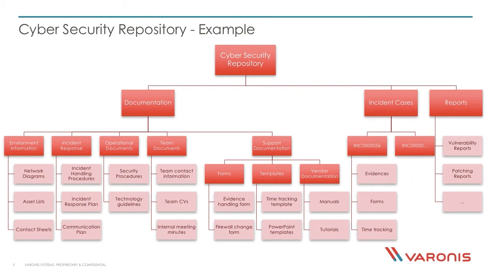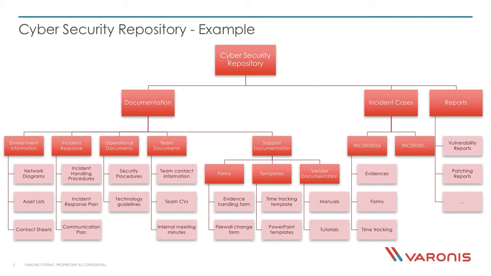For example, you can have a folder called Environment Information, which contains network diagrams, asset lists, contact sheets, and etc. You can have another subfolder called Incident Response, which contains your incident handling procedures, your incident response plan, and your communication plan. Then you can also have another subfolder called Operational Documentation, containing the security procedures, the technology guidelines, and much more. You can have another folder called Team Documents, with the team contact information, the team CVs, internal meeting minutes, and etc. And inside this documentation folder, you can also have a folder called Support Documentation, with forms, templates, and vendor documentation.